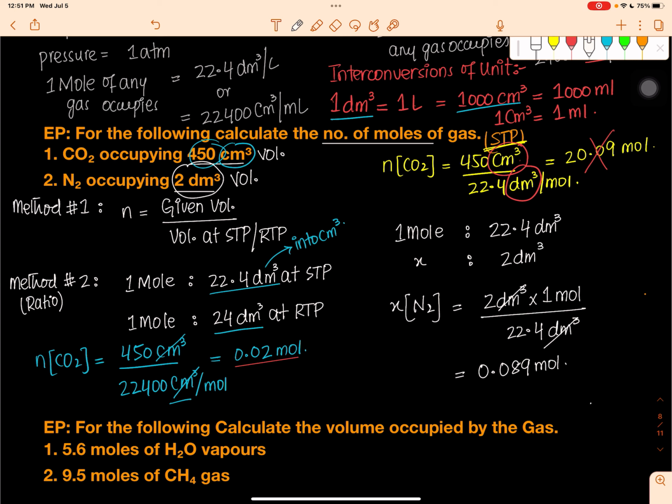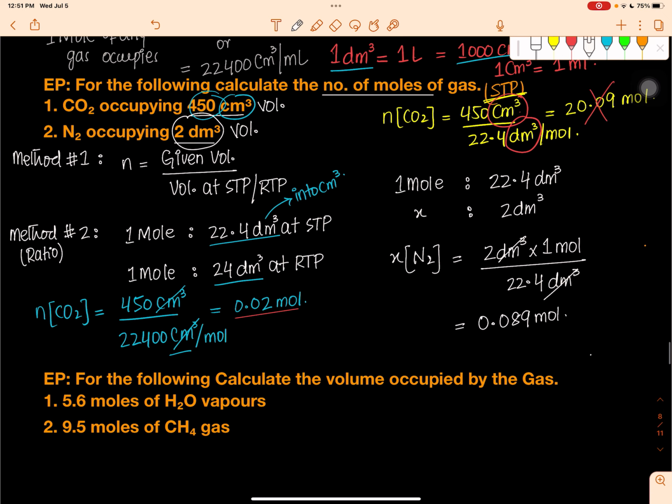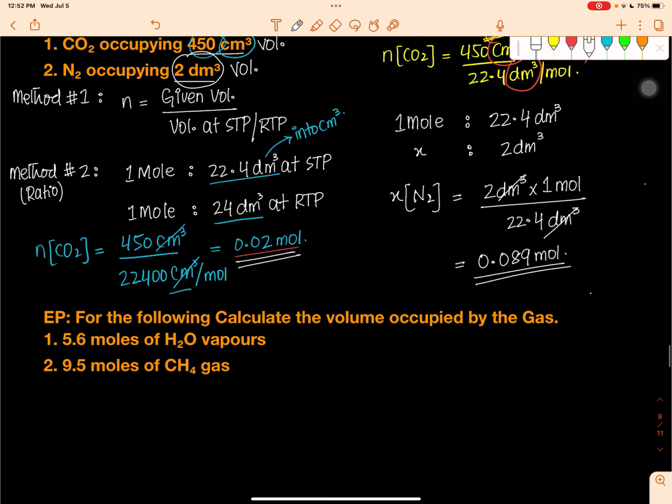It would be much better if you solve at your end, using method number 1 for carbon dioxide and method number 2 for nitrogen. Actually, it will be much better if you solve method number 2 for carbon dioxide and method number 1 for nitrogen. You will see that you will end up with the very same answer for nitrogen and the very same answer for carbon dioxide. Now let's move on.